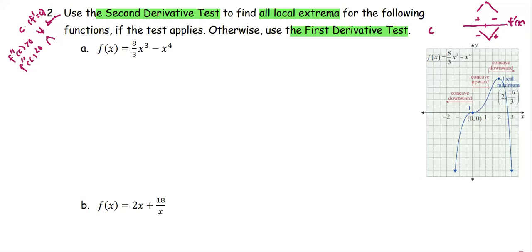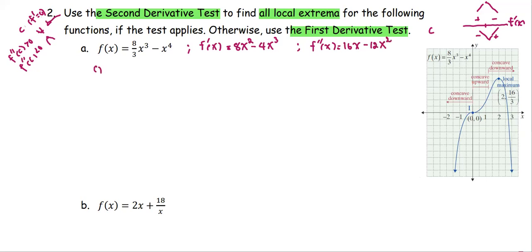So part A, f of x equals 8/3 times x to the third minus x to the fourth. The first derivative of f is 8 times x squared minus 4 times x to the third, where the second derivative is 16 times x minus 12 x to the second.